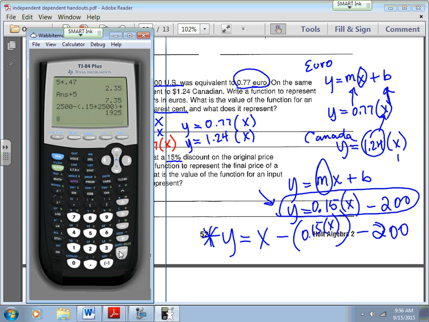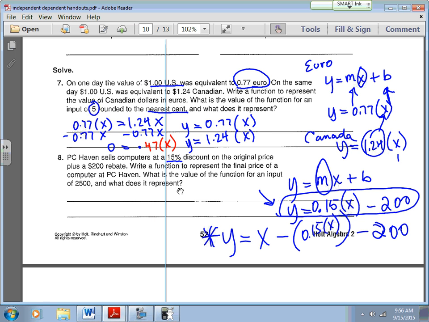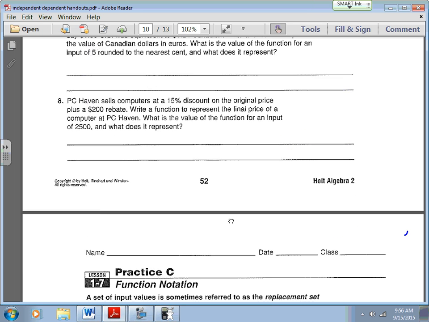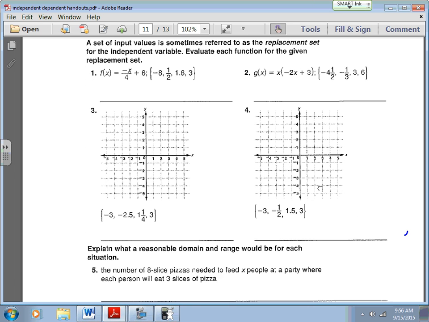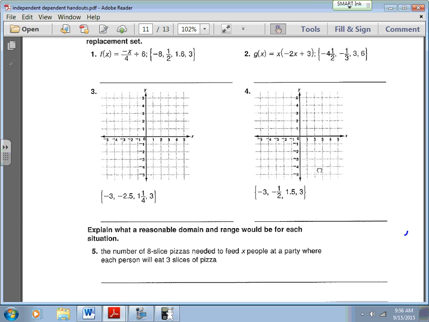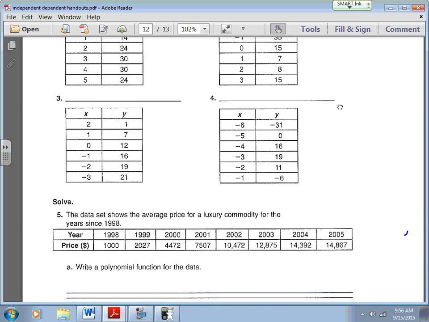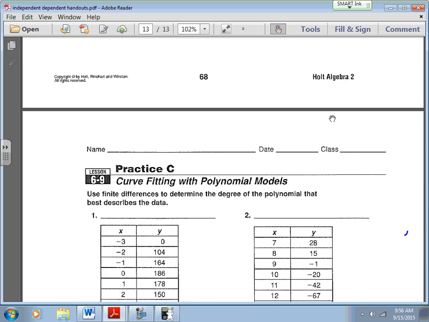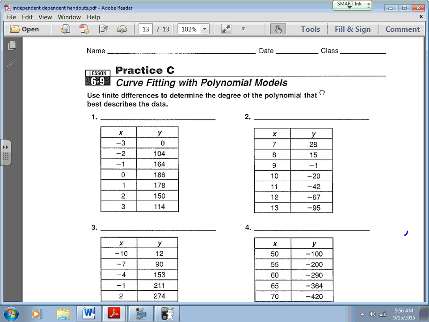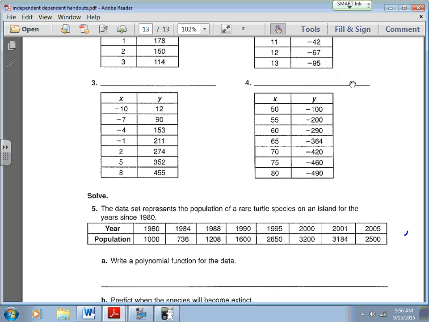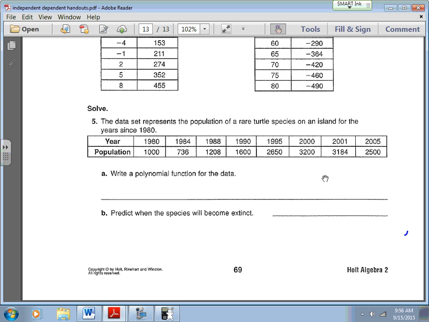All right. Let me just make sure you guys are okay on those right there. How do I finish those right and figure out if they're linear, quadratic? Okay, that's that part.